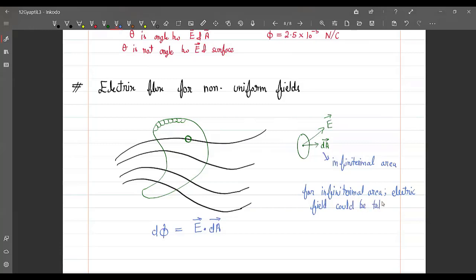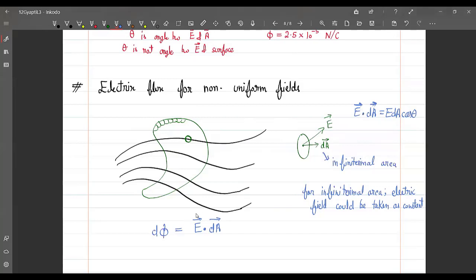Sir, here we don't have to take the angle between vector E and surface. When I write dot product, an angle is already taken. What is E dot dA? That is E dA cos theta. Right? Here I am writing vectors, not just E and A. Is that clear?